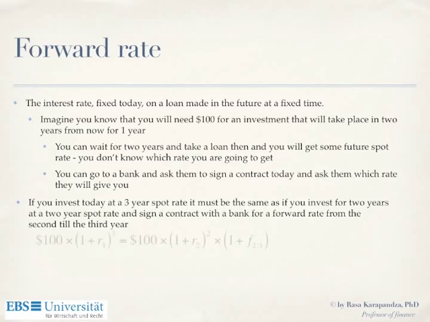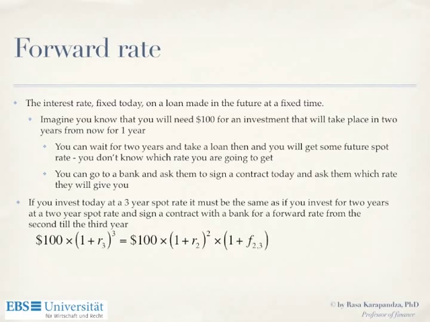After 3 years, if you invest $100, you will end up with the left-hand side of this equation: 100 times (1 plus the 3 year spot rate) to the power of 3. This is how much money you will accumulate after 3 years. Alternatively, you can do exactly the same investment by investing for 2 years today and signing a contract with the bank today that after 2 years you will invest not $100 but 100 times (1 plus R2) to the power of 2, because you know that you will have that after 2 years. So you commit yourself today that you will invest for 1 more year. And the bank tells you, okay, you get the forward rate from year 2 to year 3. This is the definition of the forward rate.